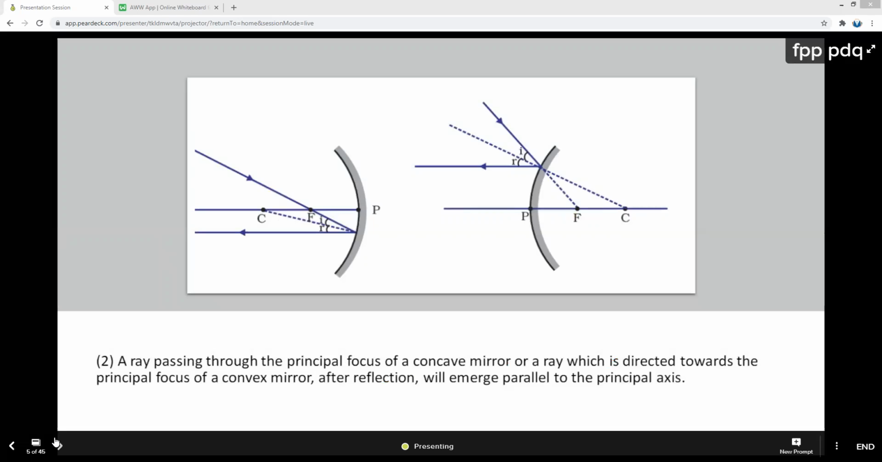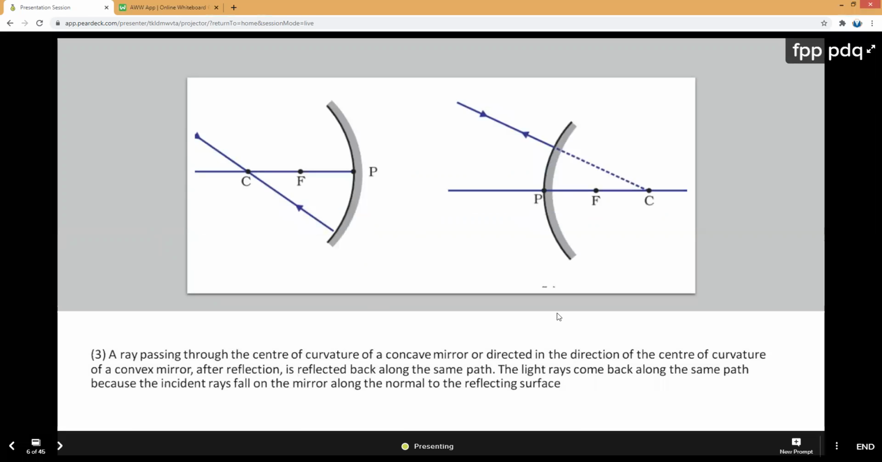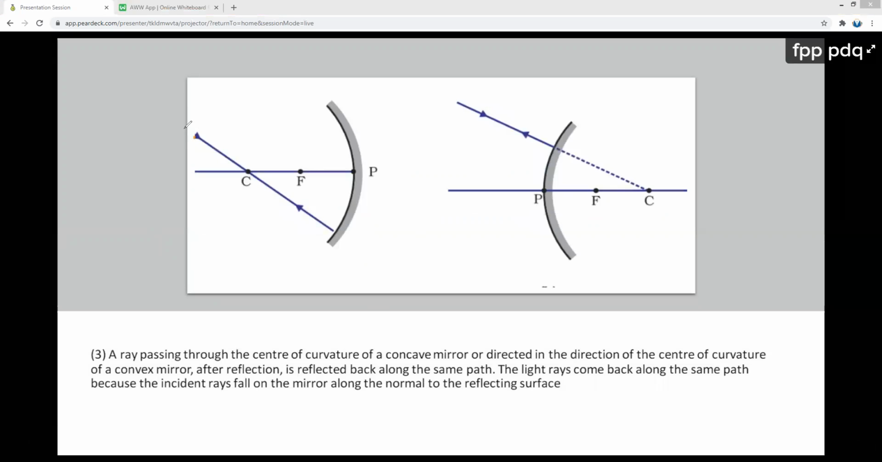So yeah, the third rule now. In a concave mirror, the ray of light will always bounce back, and you won't see the image on the other side. But in a convex mirror, the image will be found on the other side of the object. This is why the lines over here are dotted.